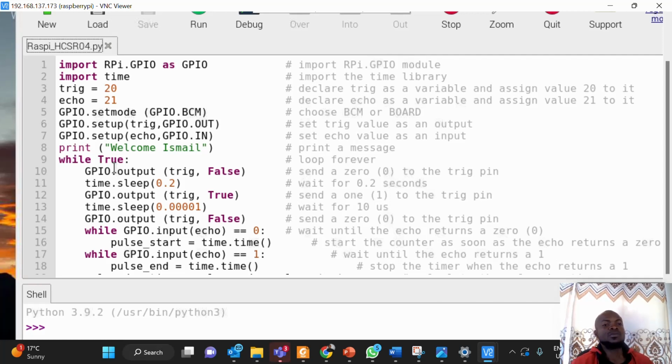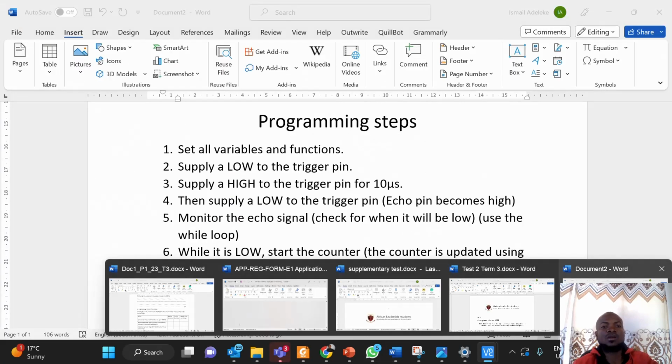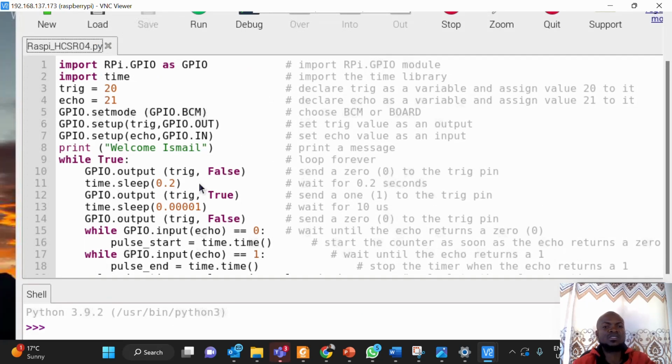Do you understand? So at this point, we are outputting a 0 to the trig. Can you remember? Supply a low to the trigger pin. Then the next, we wait for 2 seconds. Then we make it high to output the pulse for 10 microseconds. We are outputting the 1, making it high for 10 microseconds. Then after, we make it low.